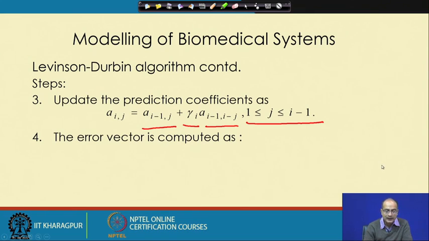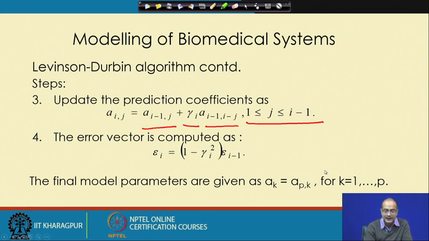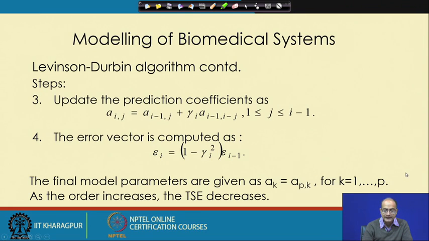And we can compute the error, eta_i. It is nothing but the previous error into 1 minus square of the reflection coefficient. So, these steps are followed p times, and at the end of it we get the final model parameters a_k, given as the coefficient values at the end of the p iterations. So, what we were looking at is how to find the filter parameters that we get by these p iterations. Now, as the model order increases, this total squared error, TSE, will decrease.